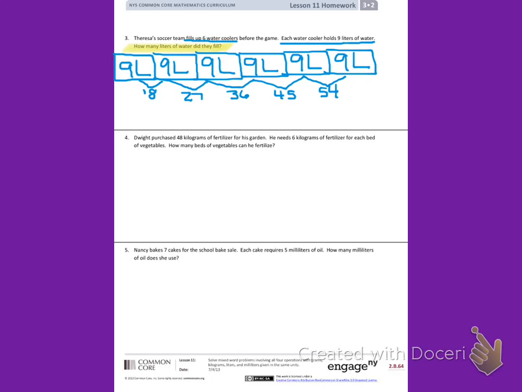Another way that I could do this is with multiplication. 6 groups of 9 is the same as 54. Now I should make sure that I answer the question in a sentence. How many liters of water did they fill? They filled 54 liters of water. Remember, the abbreviation for liters is capital L.